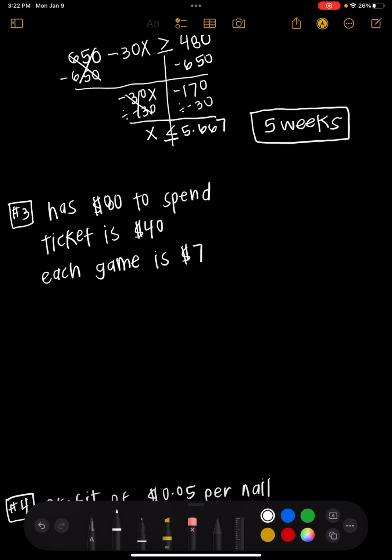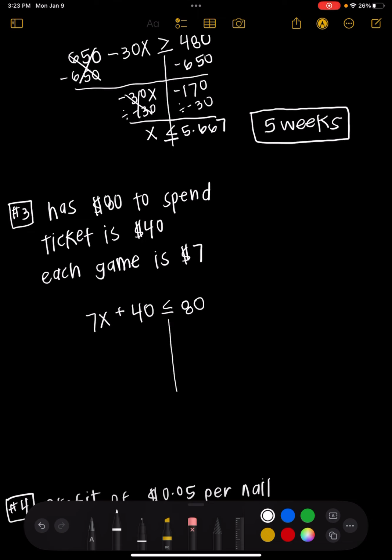We're trying to figure out how many games we can play, and so that's kind of where our x is going to be. And we know each game is $7, so I'm going to have a 7x somewhere in our equation. Now, we know the ticket also costs $40, so I'm spending $7 on each game, which is the 7x, plus I had to spend $40 to get into the amusement park, but I only have $80 to spend. So this number has to be less than or equal to the $80 that I have, because it can't be more than $80. I don't have more than $80. So this is our equation.